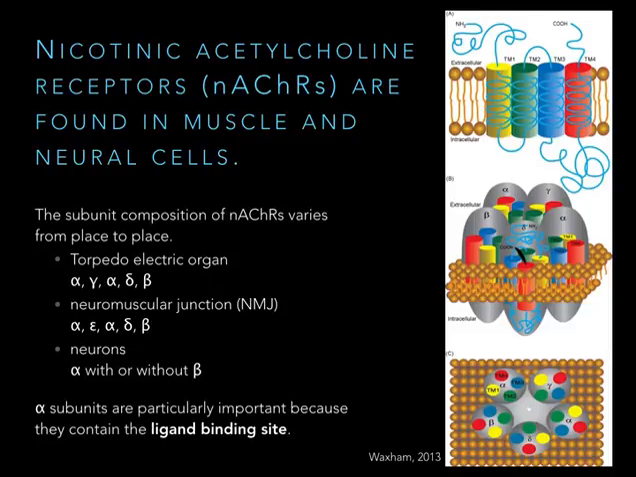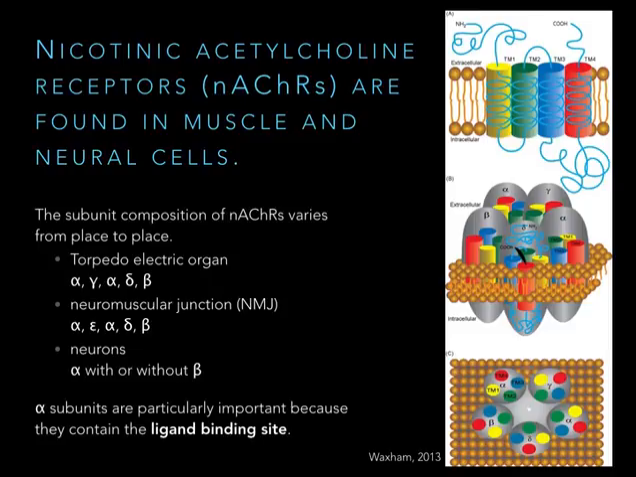There are a number of different subunits that can make up a nicotinic acetylcholine receptor. You're not going to be expected to know the different types at the electrical organ versus the neuromuscular junction, and hell, we don't have electrical organs, so it doesn't really matter that much. You might want to know that alpha subunits are important because they have the ligand binding site. So without the alpha subunit, you can't bind acetylcholine, and if you can't bind acetylcholine, you're not much of a receptor.